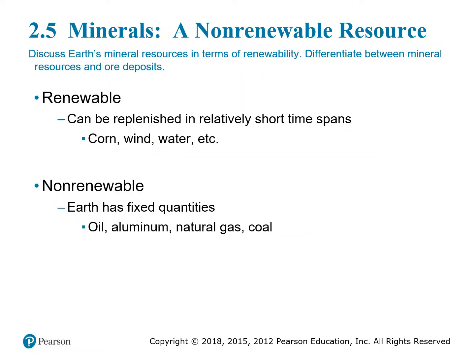Then we have minerals which we want in some form to pull from the earth and use. We have what are called, of course, renewable resources. Corn, wind, water, solar, those are all considered renewable resources. And then we have the Earth's crust, where we have non-renewable resources, things like oil, aluminum, natural gas, coal. Not all of those are minerals or rocks, of course, but they are considered non-renewable resources.